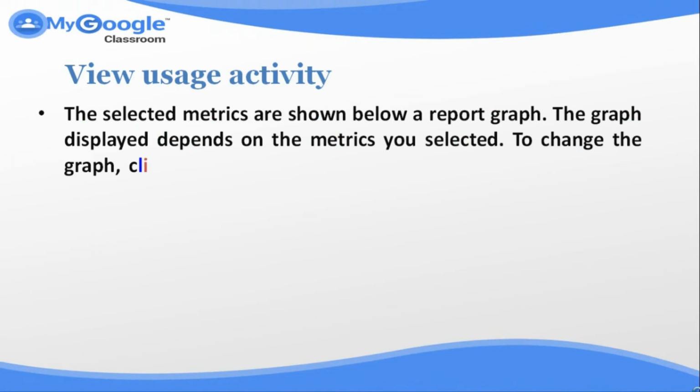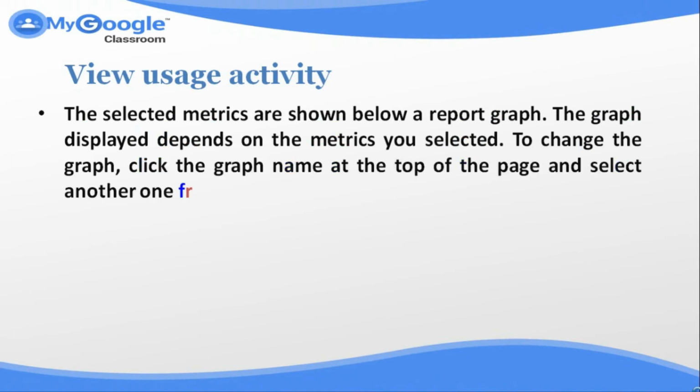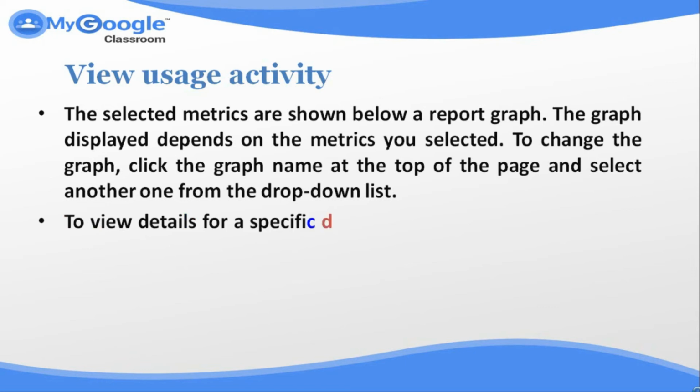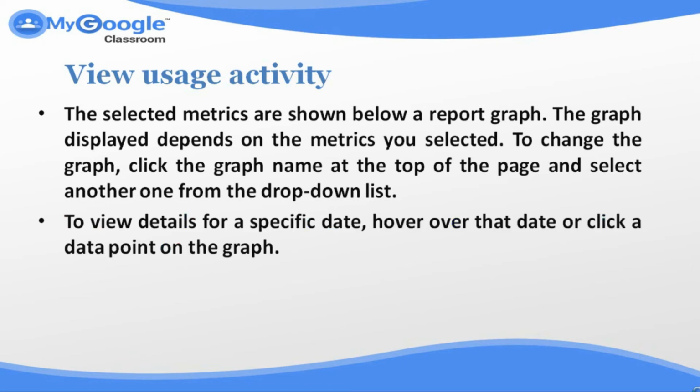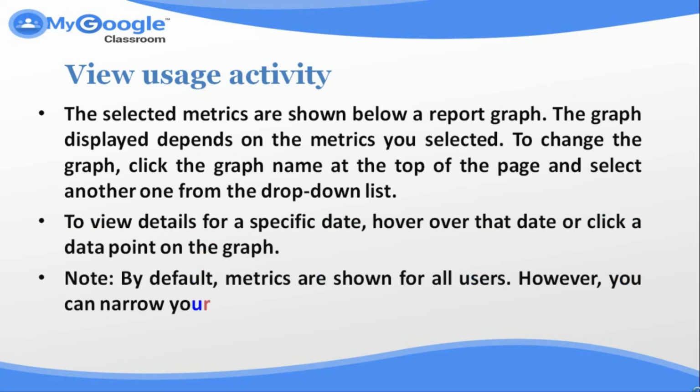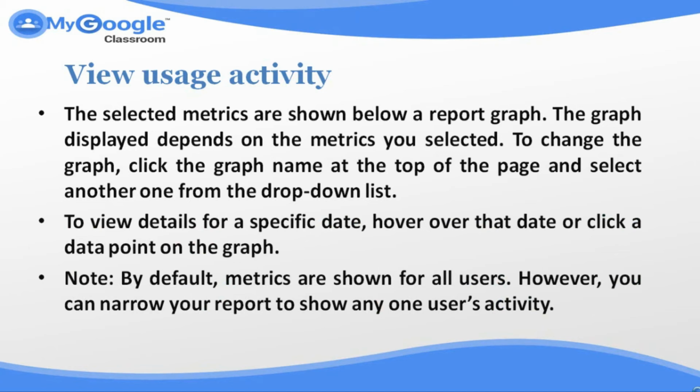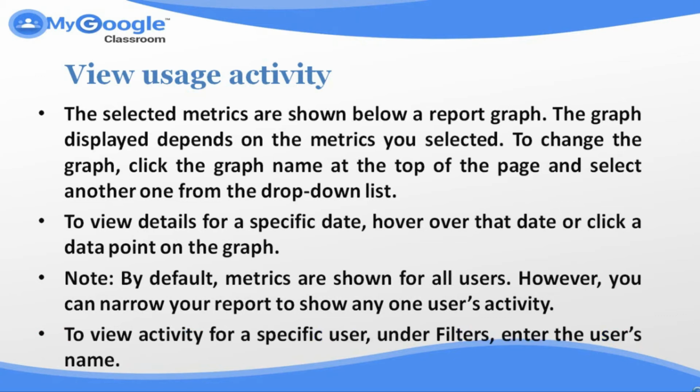The graphs displayed depend on the metrics you selected. To change the graph, click the graph name at the top of the page and select another one from the drop-down list. To view details for a specific date, hover over that date or click a data point on the graph. Note, by default, metrics are shown for all users. However, you can narrow your report to show any one user's activity. To view activity for a specific user, under Filters, enter the user's name.